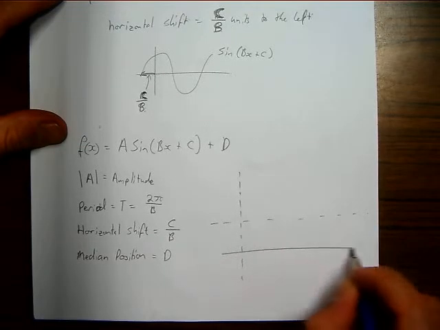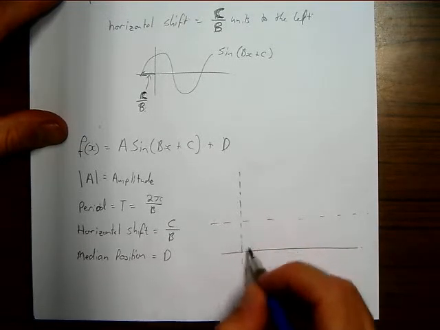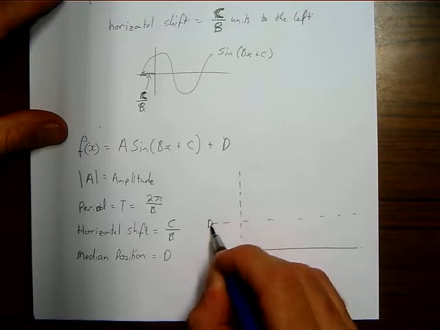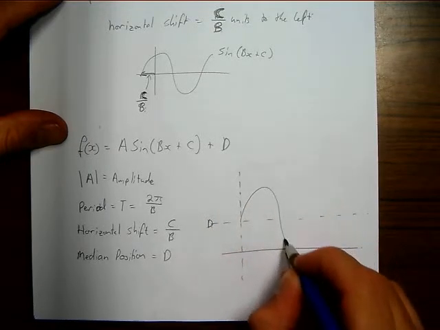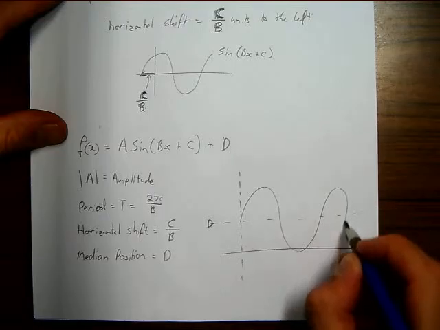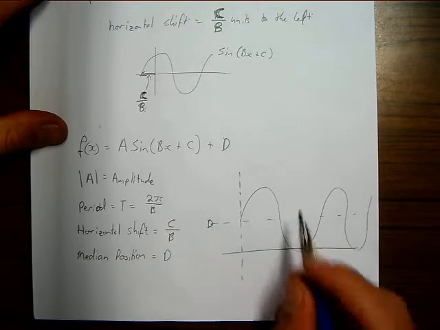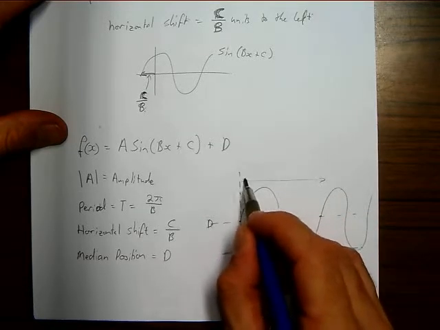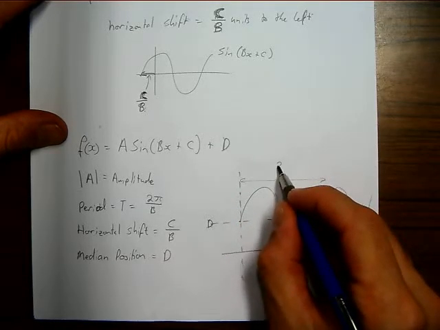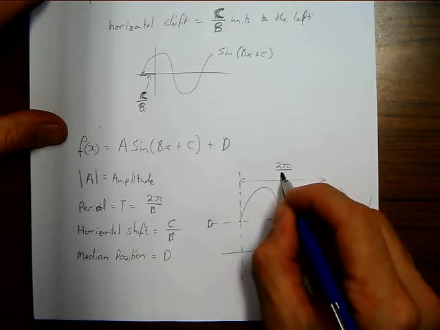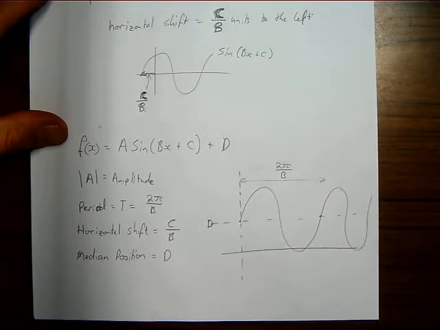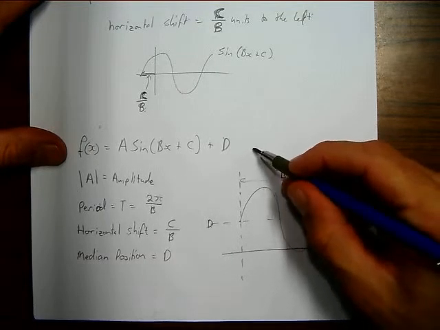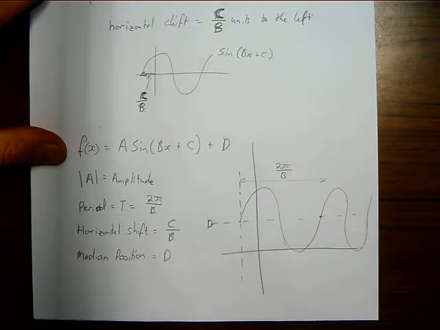I'll put in, that's my x-axis. So this is my value of d. Might look like that. My period. One period is going to be 2 pi on b. That distance there. I might have some sort of horizontal shift. So that distance there is c on b.